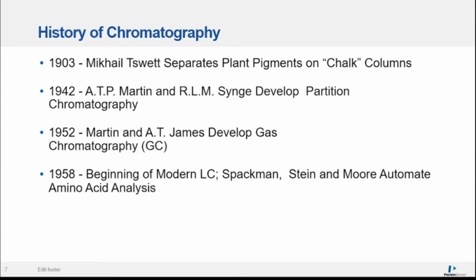Instrumentation did not enter the world of chromatography until 1952, when the same Martin, now working with James, develops gas chromatographs. HPLC really did not get its beginnings until 1958, when Spackman, Stein, and Moore automate amino acid analysis. And if you know anything about LC, amino acid analysis is probably one of the most difficult assays to perform.